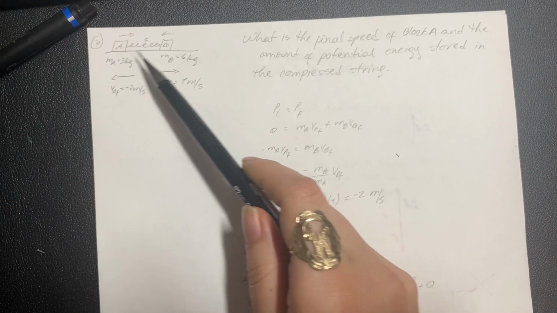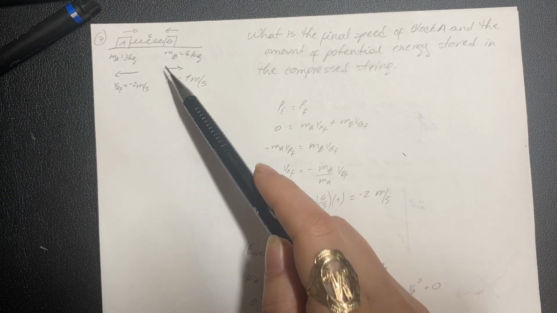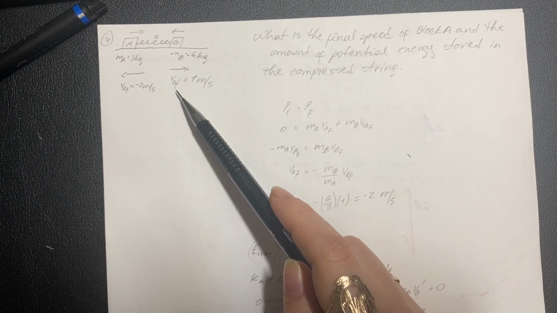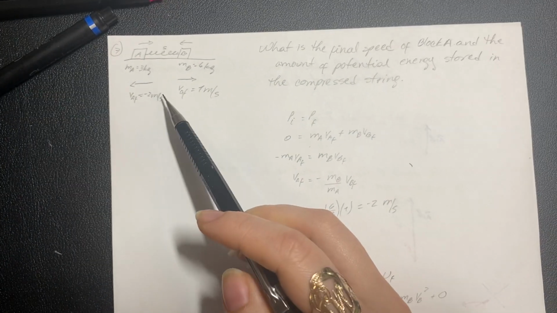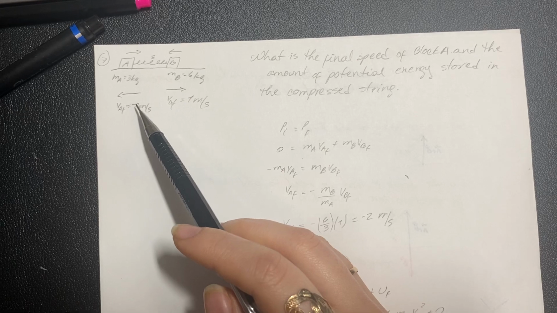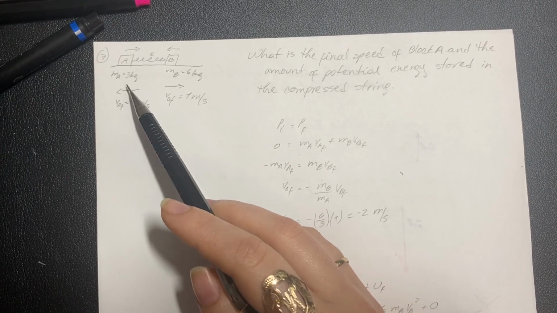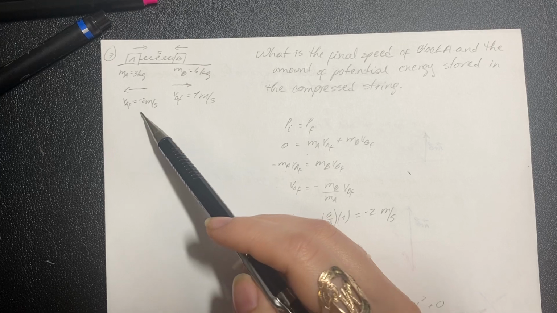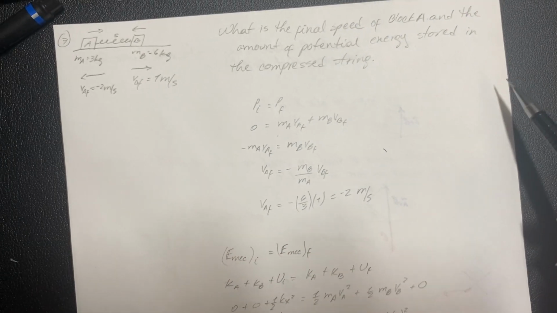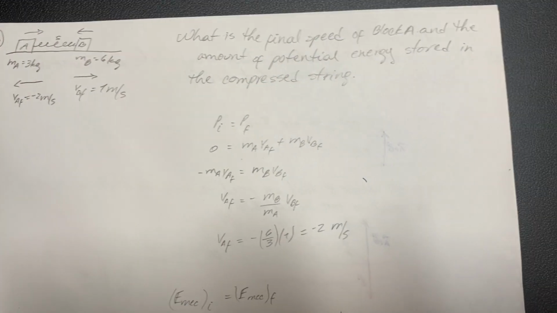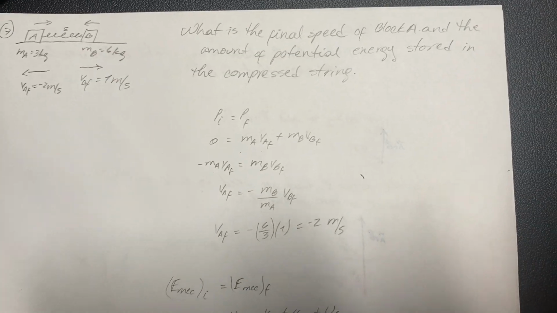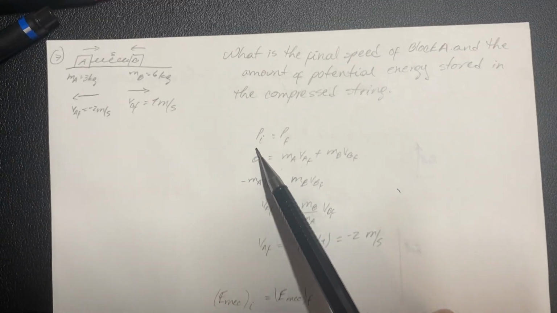When the blocks are released after the compression, block B gains a velocity of 1 meter per second. And they are asking us to find the velocity that A gains. What is the final velocity of A? And also, what is the amount of potential energy stored in the compressed spring when the two blocks are forced together? So we are going to use the initial momentum is going to be equal to the final momentum.